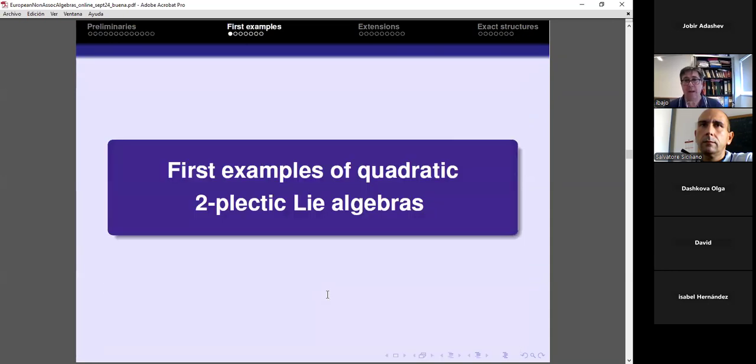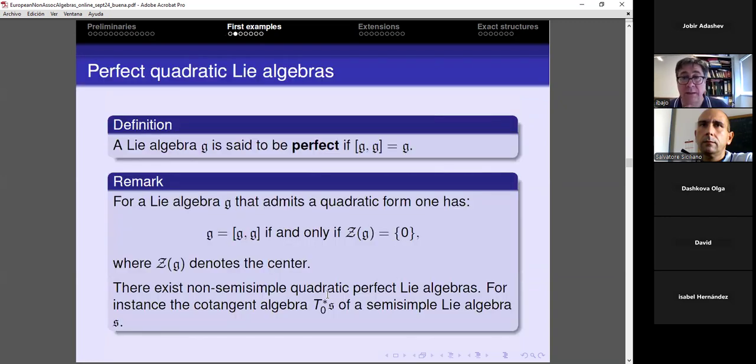Okay, so let's start with the first example of quadratic two-plectic Lie algebras. And our first cases are on perfect quadratic Lie algebras. A Lie algebra is said to be perfect when it coincides with its derived ideal. And these Lie algebras, when they are quadratic, are equivalent to being centerless Lie algebras. So a perfect Lie algebra is just a quadratic Lie algebra which has zero center.